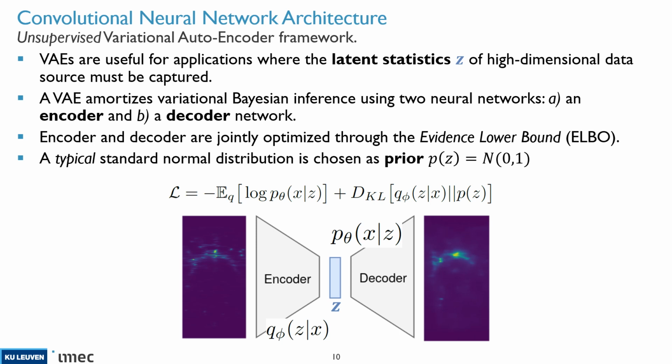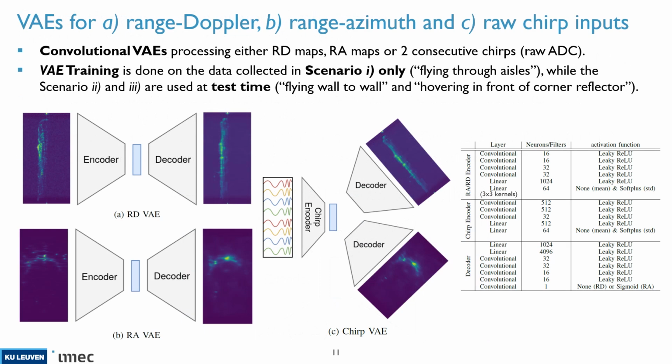Compared to normal autoencoders, VAEs have been shown to produce better generative spaces with better separability between the components of the latent states. In this work, we consider 3 different VAEs acting on 3 different radar input types. The first architecture processes range Doppler maps and is termed RD-VAE. The second architecture we consider processes range azimuth maps obtained via Capon and beamforming and is termed RA-VAE.